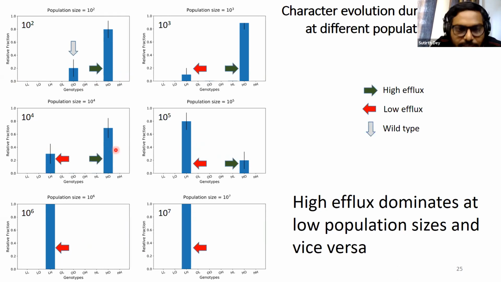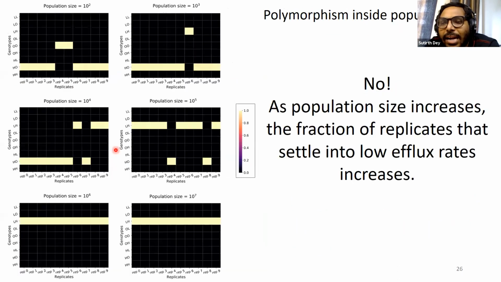So to figure out what is happening, we actually looked at the genotypic composition of all the replicates after 1000 generations. So here, these white boxes are simply indicating presence, and the black box indicates absence. Here on the x-axis, you have the 10 replicates, and on the y-axis, you have the 9 genotypes.